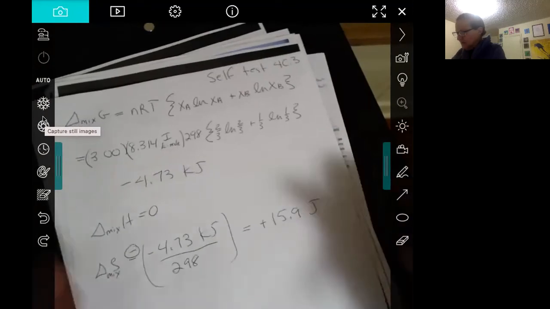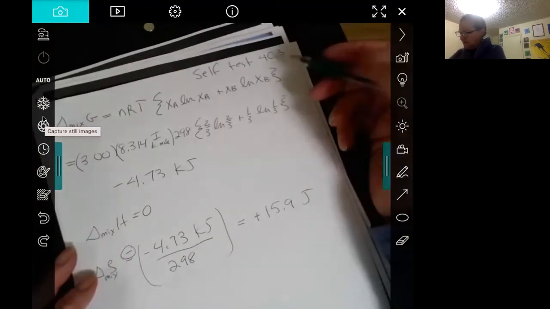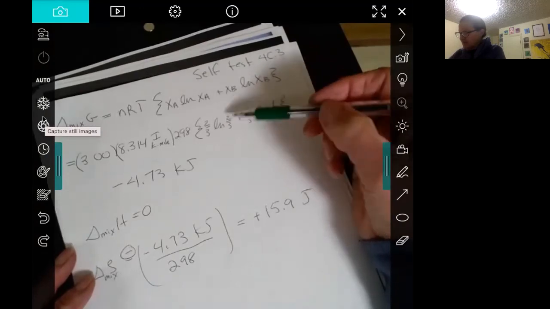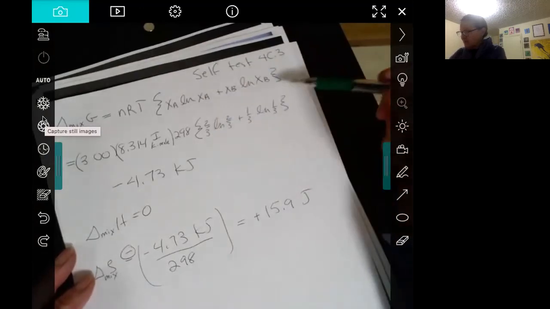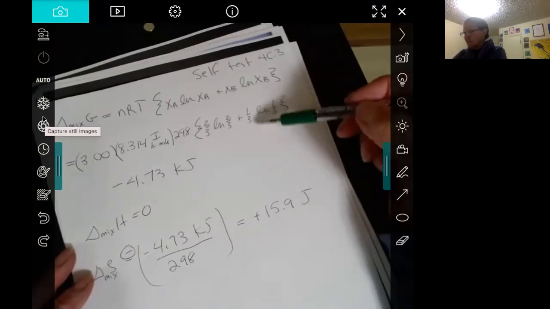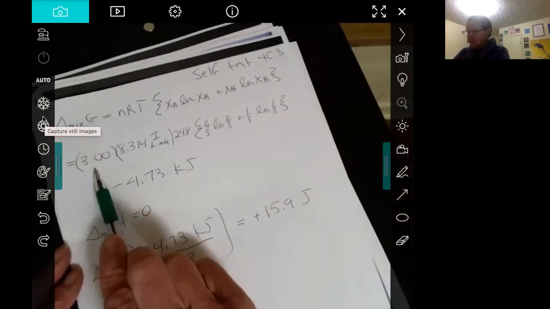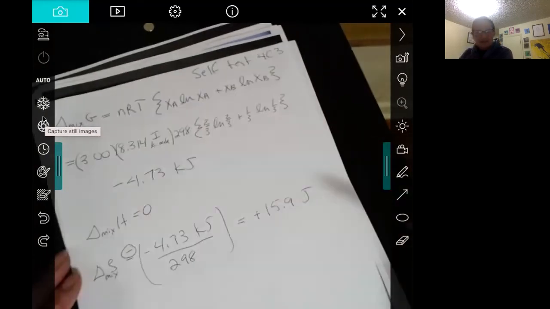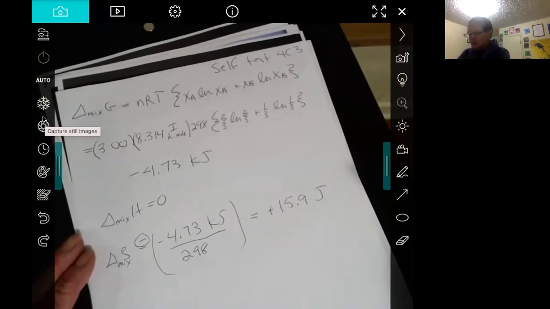okay, so I'm going to use my equation. So write that down. The mole fraction of A is 2/3, so it's natural log of 2/3 times 2/3. Mole fraction of B is 1/3, so natural log of 1/3 times 1/3. We have 3 total moles, the gas constant, and 298. So I got delta G of negative 4.73.